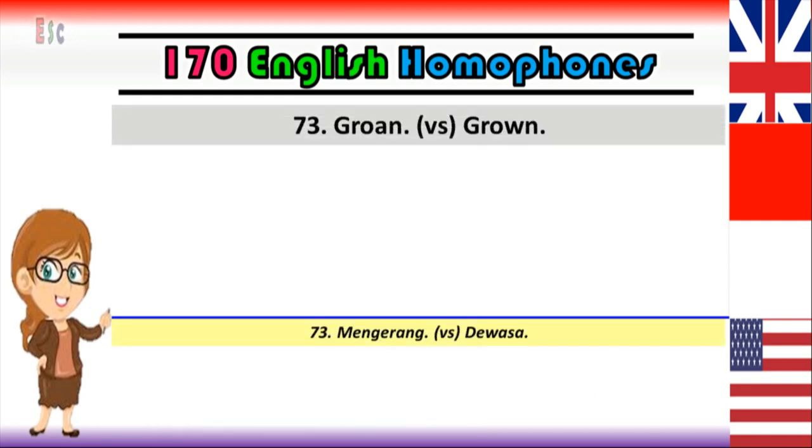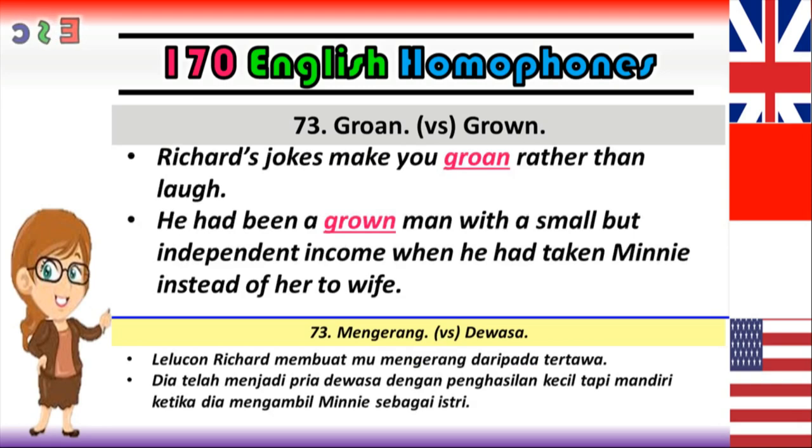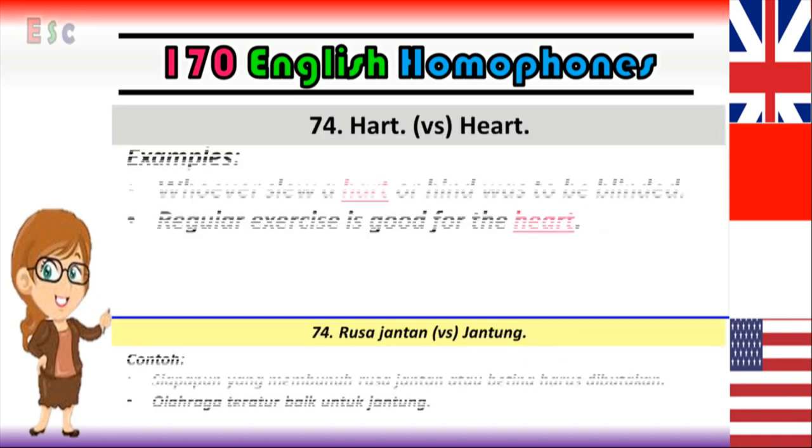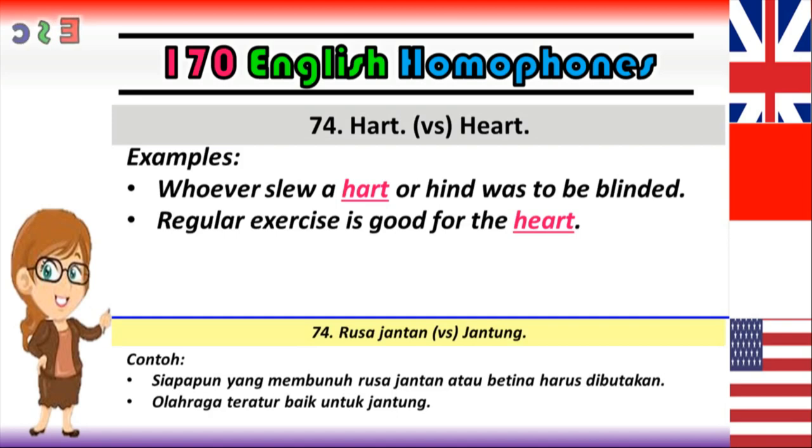73. Groan versus grown. Examples: Richard's jokes make you groan rather than laugh. He had been a grown man with a small but independent income when he had taken Minnie to wife. 74. Hart versus heart. Examples: whoever slew a hart or hind was to be blinded. Regular exercise is good for the heart.